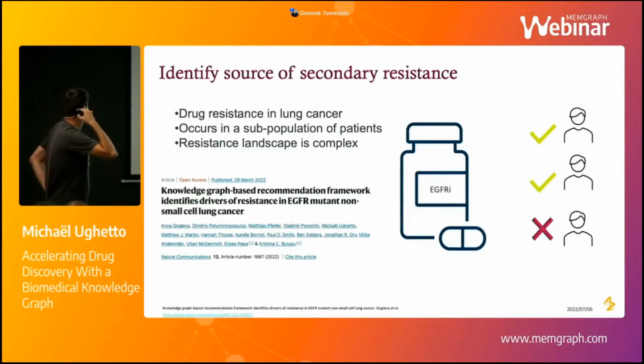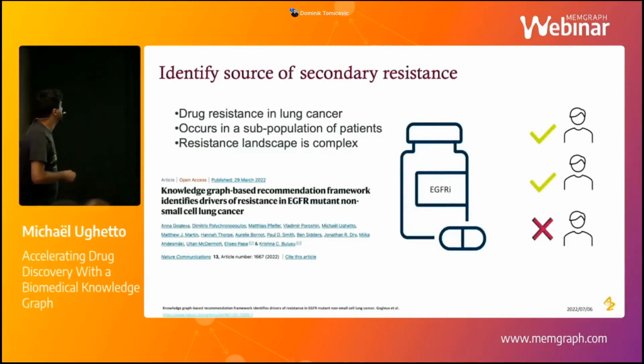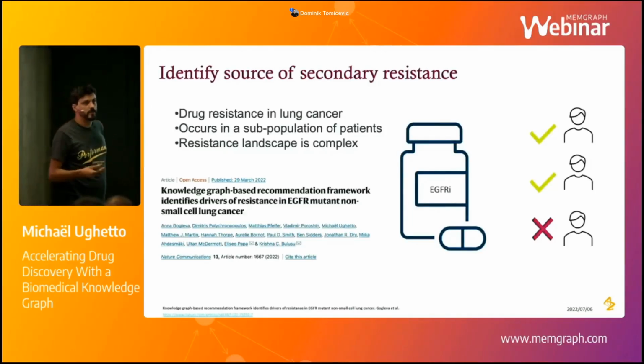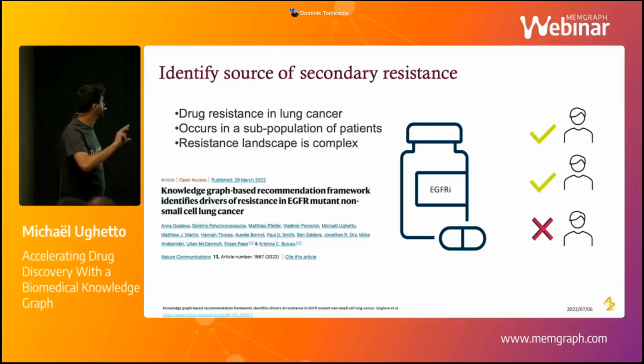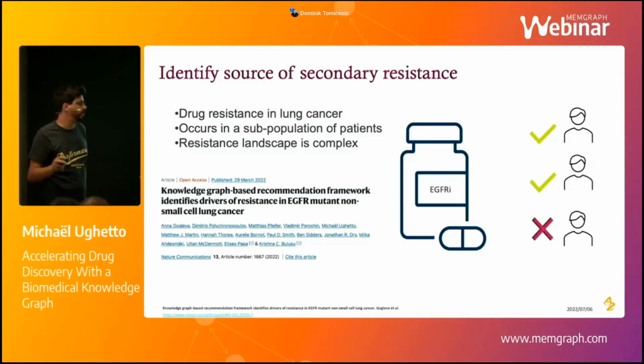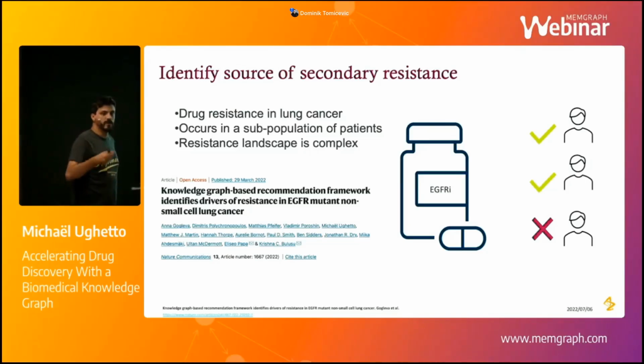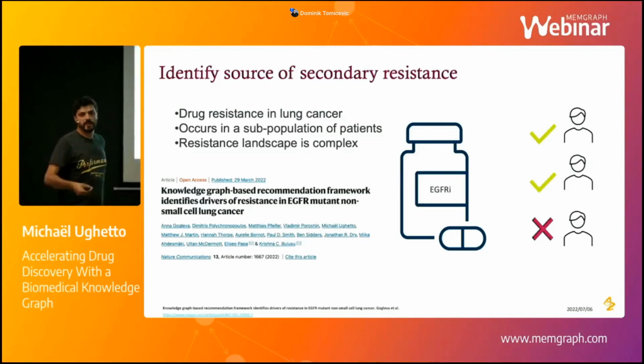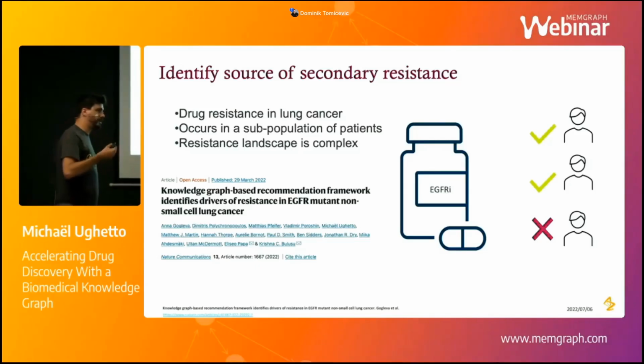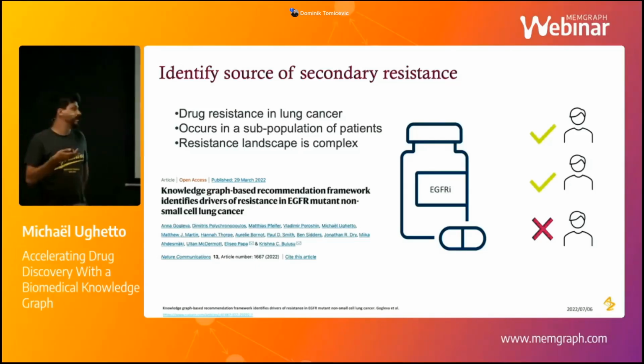So the problem we have is that we have a drug that is used for lung cancer that is targeting some kind of mutation of lung cancer. This is EGFR mutant non-small cell lung cancer. And the problem is that this drug is working, but there is a subpopulation of patients that is resisting it for a reason that is not understood. So you are trying to treat people and you don't know why it doesn't work.